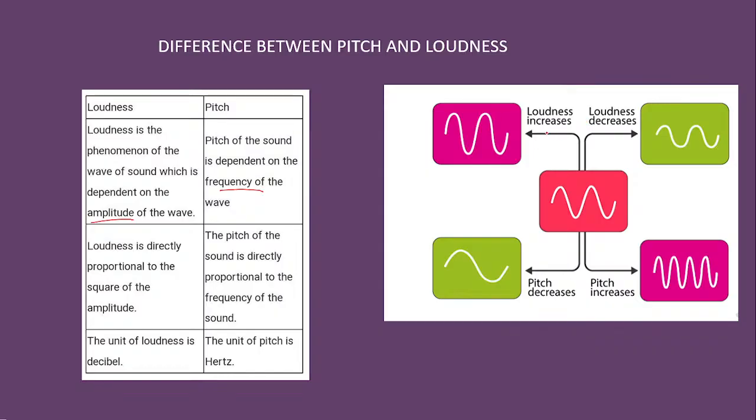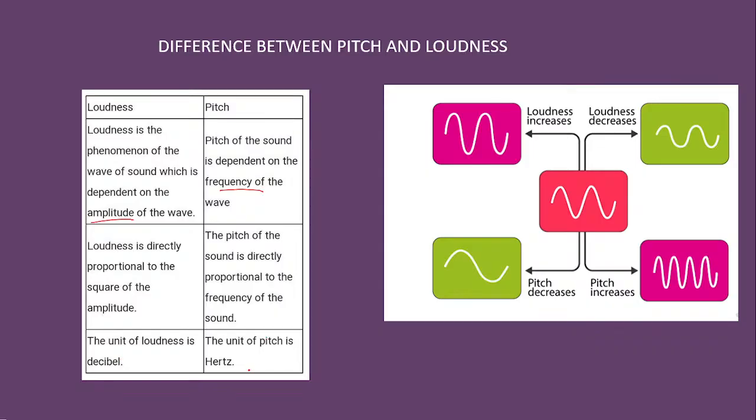जब loudness is increased, pitch decreases. Okay, उल्टा होता है. Loudness अगर decrease हुआ तो pitch increase होगा. अगर pitch decrease हो रहा है means loudness बढ़ जाएगा. अगर pitch increase हो रहा है then loudness will decrease. It is opposite, because loudness depends on amplitude, pitch depends on frequency. Loudness is directly proportional to the square of amplitude, whereas pitch is directly proportional to the frequency of sound. Unit of loudness is decibel, unit of pitch is hertz.